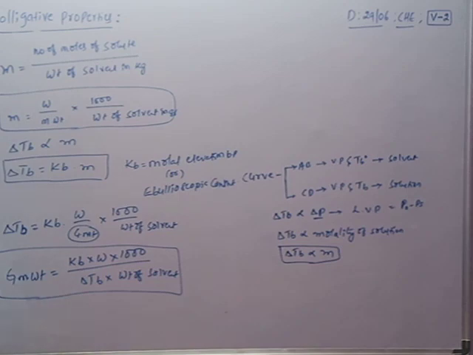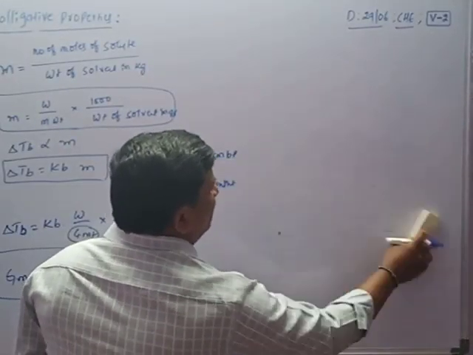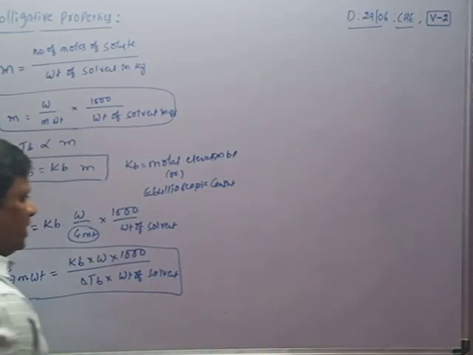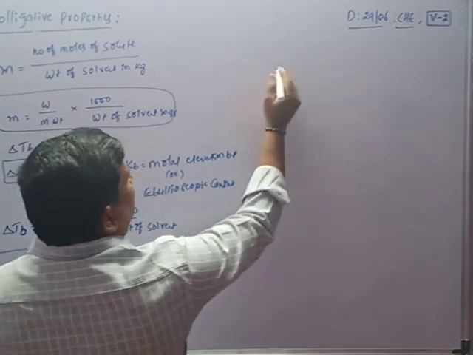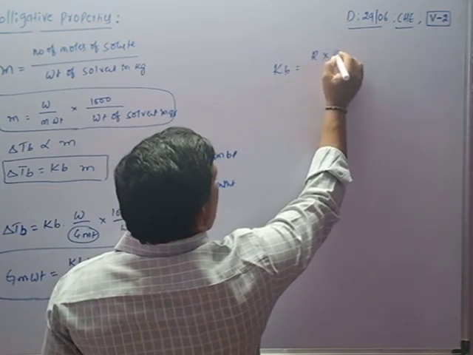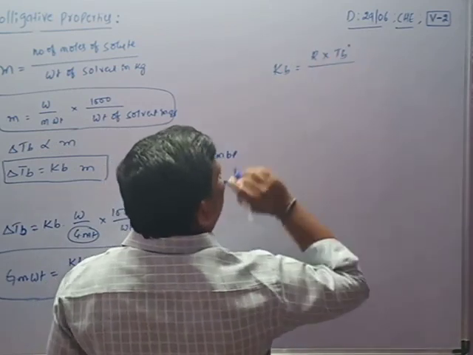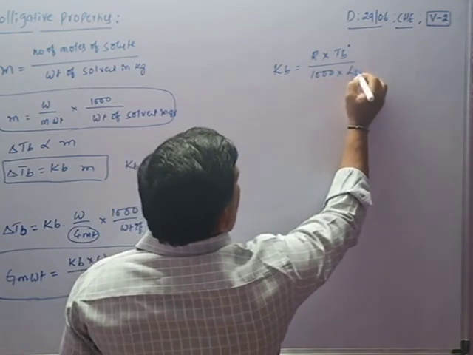But according to thermodynamical values, KB equals R into TB naught squared by 1000 into LV. So KB equals R into TB naught by 1000 into LV.